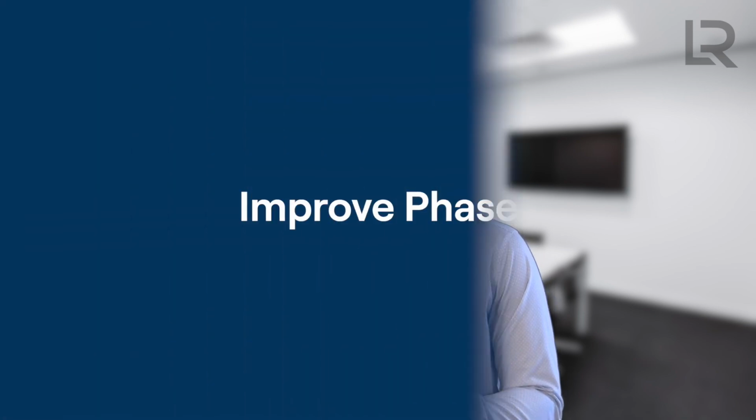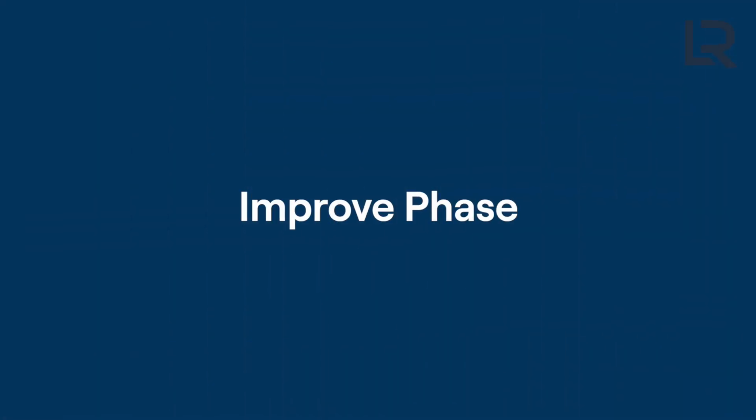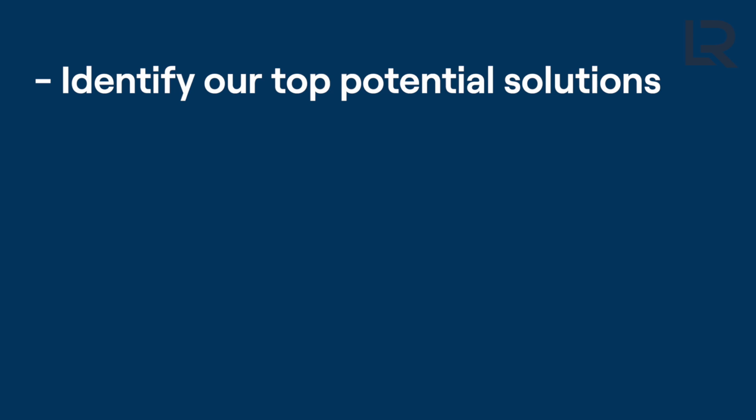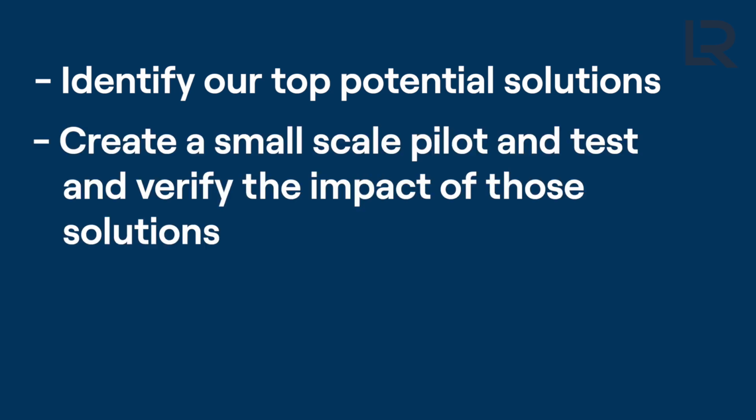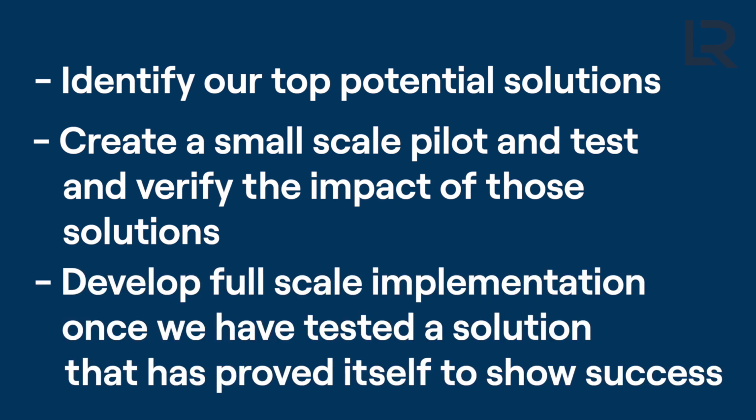We are now going to move on to the improve phase overview. What we want to get out of the improve phase is first to identify our top potential solutions. We then are looking to create a small-scale pilot and test and verify the impacts of those solutions. And finally, we will develop full-scale implementation once we have tested a solution that proved itself to show success.